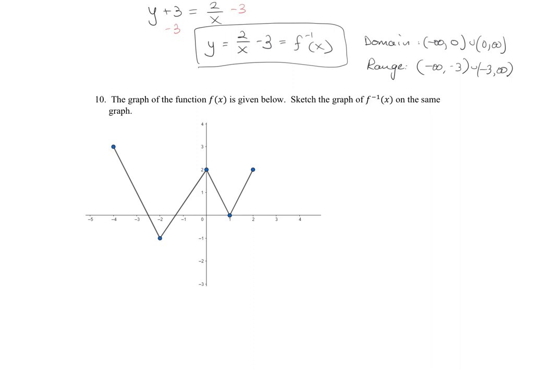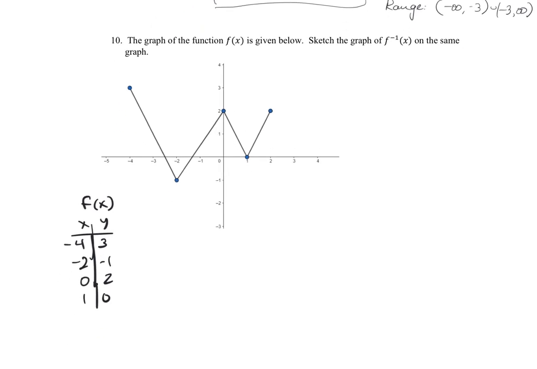Okay, number 10 is from 2.8. To sketch the graph of an inverse, you switch the place of x and y. What I suggested in class is for the original function f of x, you make a table of values of points that are easy to identify. So like negative 4, comma 3, negative 2, comma negative 1, 0, comma 2, 1, comma 0, and there we have 2, comma 2.